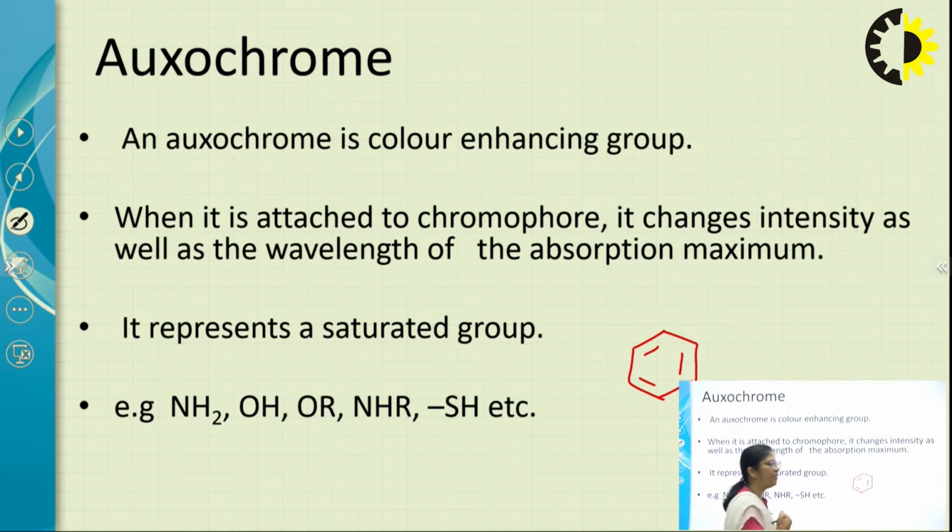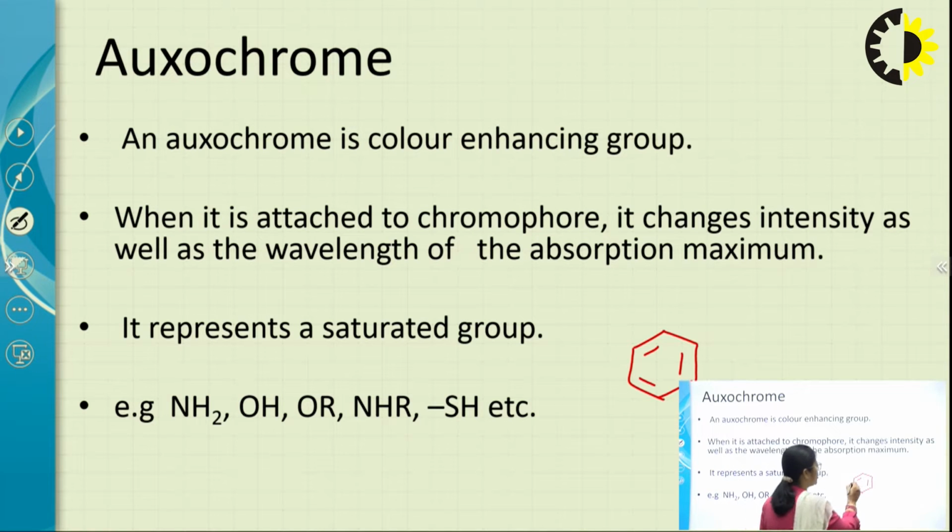This molecule is benzene, and here you can see that there are alternate double and single bonds. That means benzene is working as a chromophore because it is showing pi to pi star transition, and since the molecule contains conjugated systems, the value of lambda max will be higher.